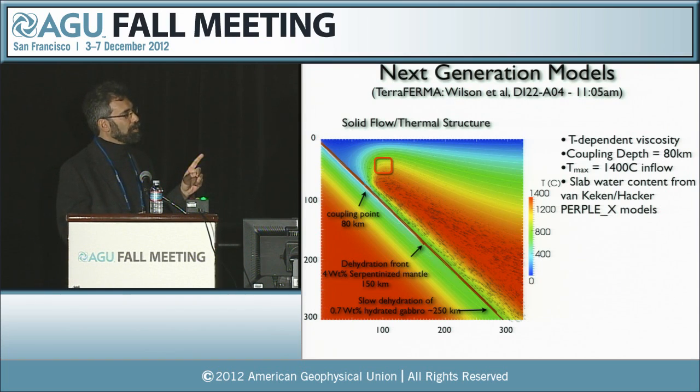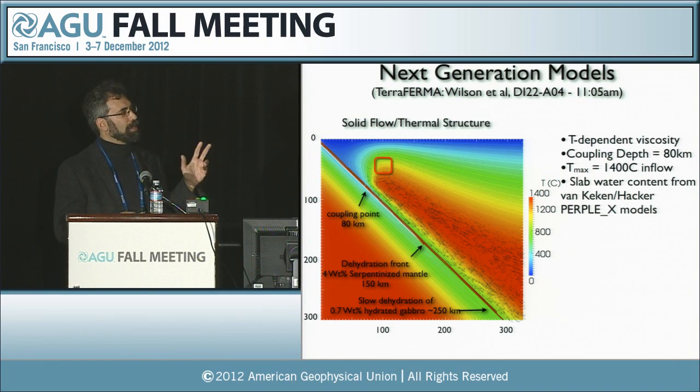So the thermal model is pretty much the same as we've seen. We use the simplified geometry of a 45-degree slab. It has temperature-dependent viscosity. I used the more recent coupling depth of 80 kilometers to be consistent with the seismics. And the inflow temperature is probably a little cold. It's about 1,400 degrees.